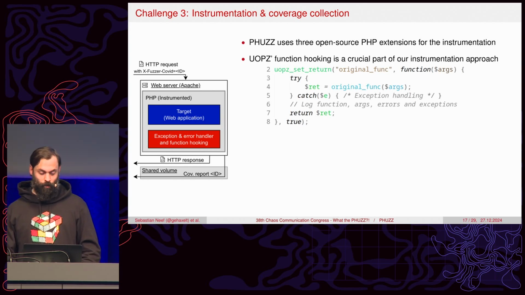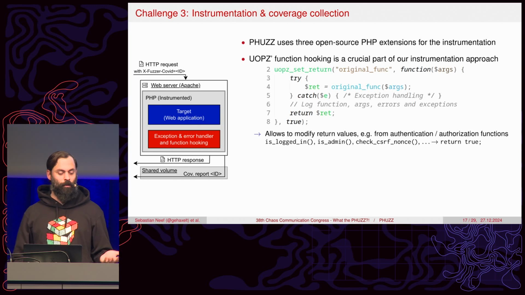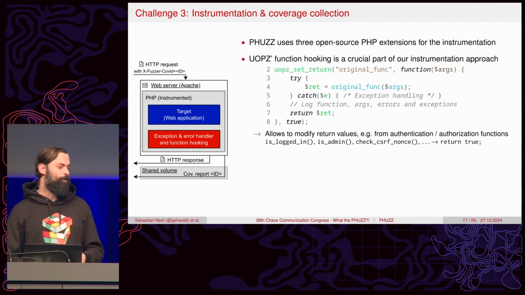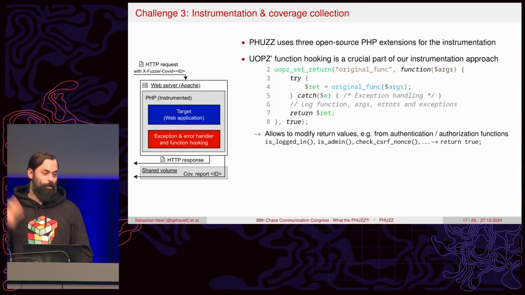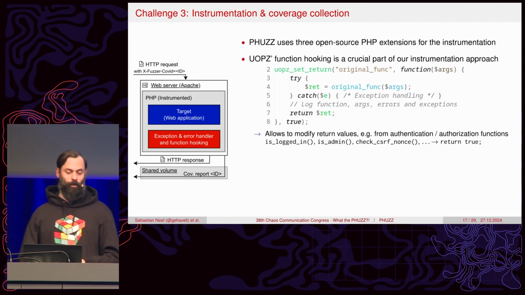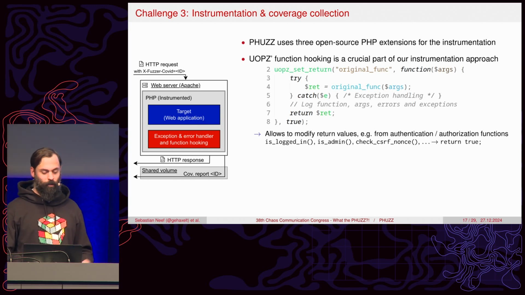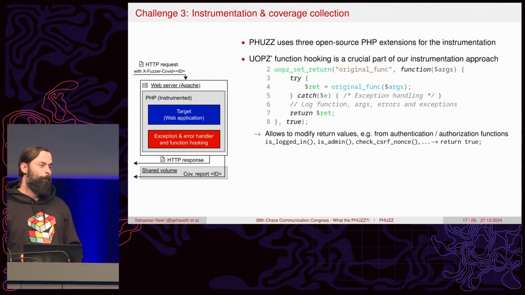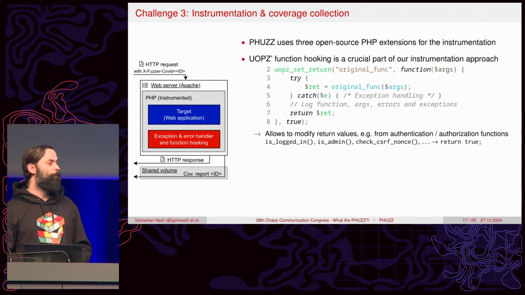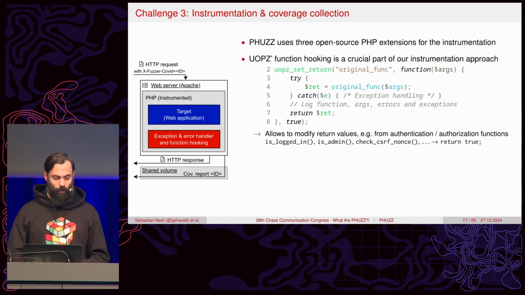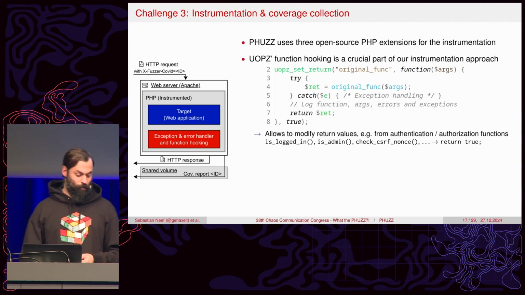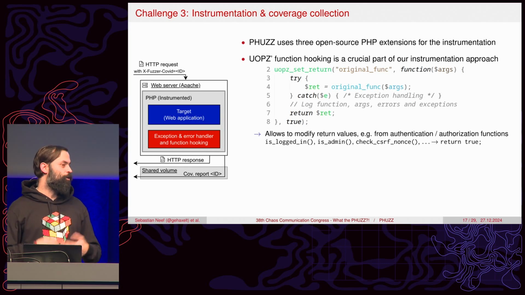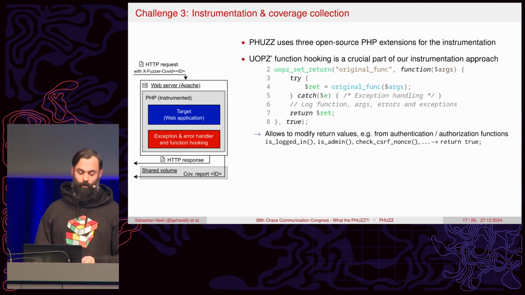And why do we do that? Well, on one side, it allows us to modify the return values, for example, for authentication and authorization functions. So using the function hooking approach, we can simply make is_logged_in, is_admin, check CSRF nonce, or any other security-related function return true or whatever positive value it should return, so that the fuzzer actually finds more vulnerabilities in the code and does not get stuck at one of these functions.